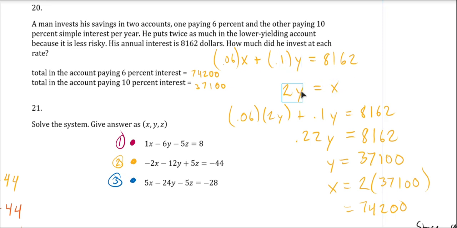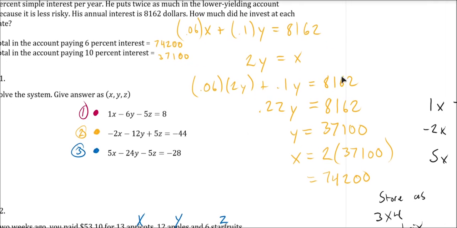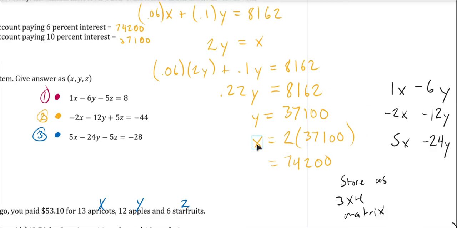But since this 10% account is more risky, he puts twice as much money in the lower interest account. So 2 times the number of dollars in the high risk account is equal to the number in the low risk account of 6%. So that gives us an equation, 2y equals x, that we can solve for x. Already we could just substitute that in where I see an x, and now we only have an equation of one variable. Distributing, combining like terms and solving, we have y is equal to 37,100, and plugging that back into our equation for x here, we have x is equal to 74,200.